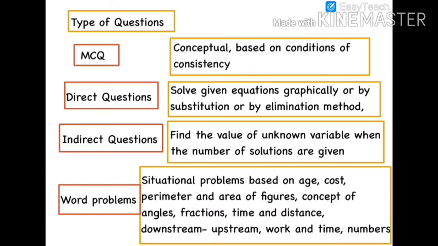Now what are the types of questions you can expect from this chapter? There will be MCQ type of questions which are generally based on conceptual understanding and on conditions of consistency. Then there can be direct questions, for example, solve given equations graphically or by elimination or by substitution. You can also get indirect questions where you have to find the value of an unknown variable when the number of solutions are given.